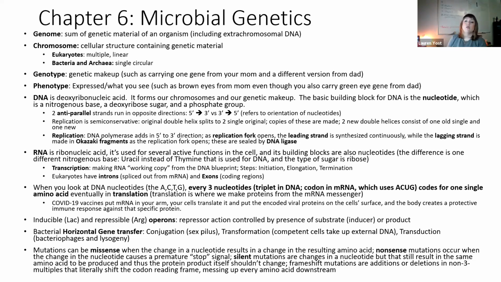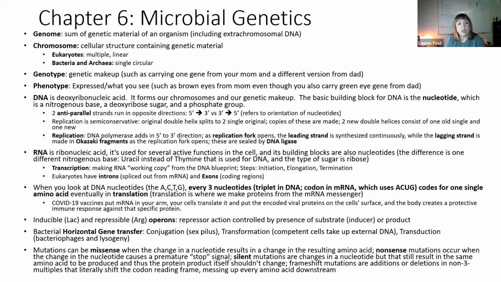All right. So remember that the genome is the sum of the total genetic material in an organism, and that's even going to include extra chromosomal DNA. So it's not only the chromosomes themselves. Okay. Chromosomes, what are they? They are discrete units of DNA. So they're cellular structures that contain genetic material. In eukaryotes, these tend to be linear, and we tend to have more than one. Archaea and bacteria tend to have one circular chromosome, but they can have more than one, but typically one.